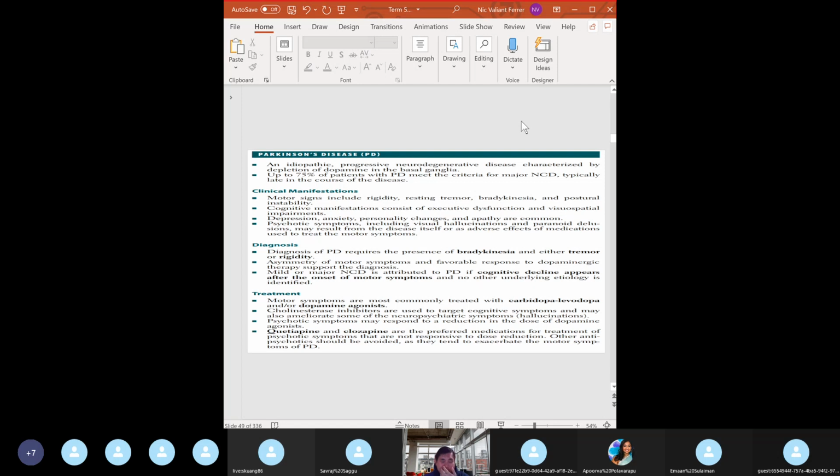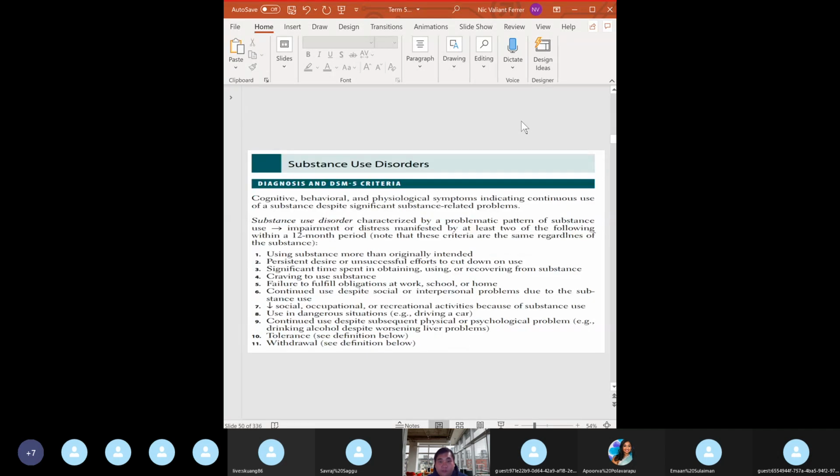So if someone has PD and you give carbidopa, levodopa, your dopamine agonist, and they develop psychotic symptoms, you try to reduce the dose. It doesn't work, so you can give quetiapine and clozapine. We're good so far?